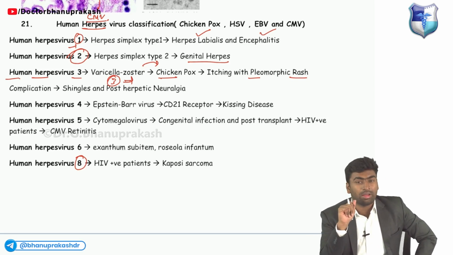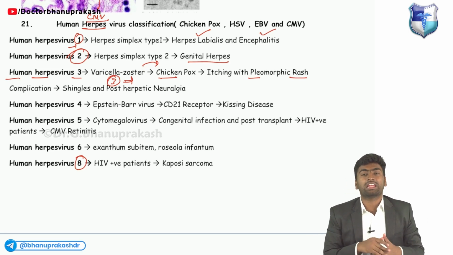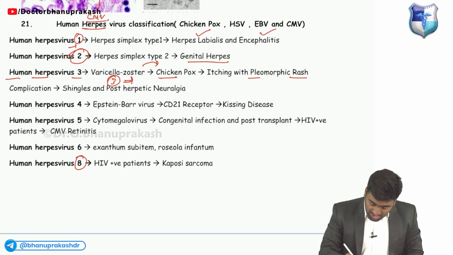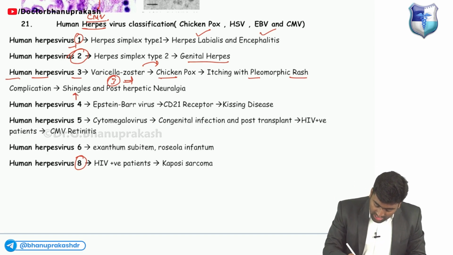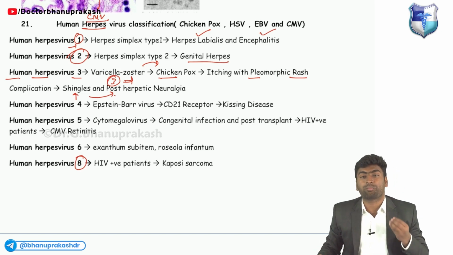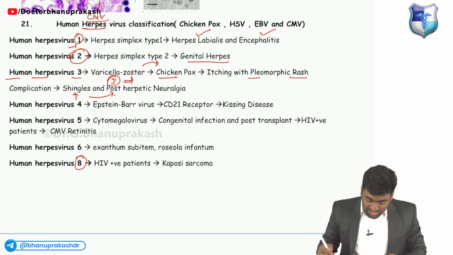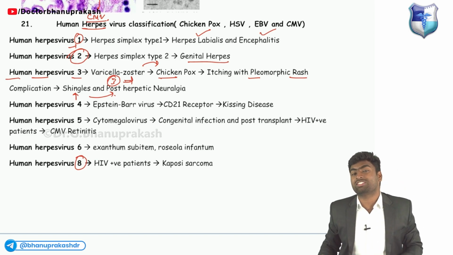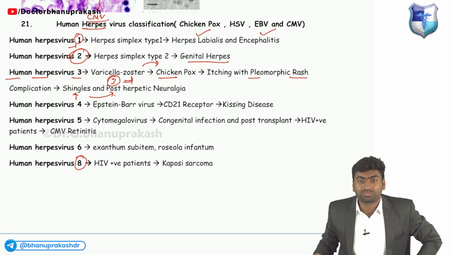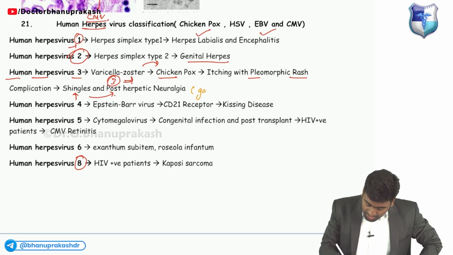Into the ganglia, and it can reoccur in old age or immunocompromised state. This is known as shingles, and shingles will cause post-herpetic neuralgia. And answer me, it is a pharma question. In a case of post-herpetic neuralgia, what is the drug you will use? You will use gabapentin.